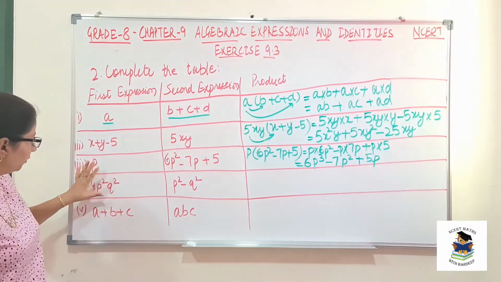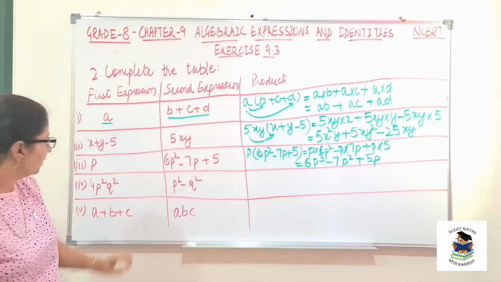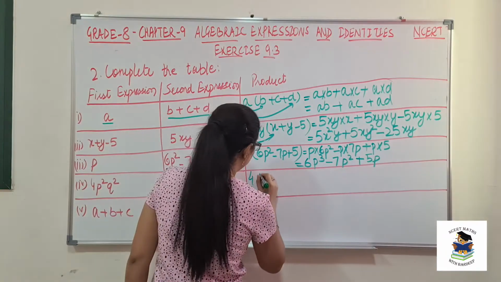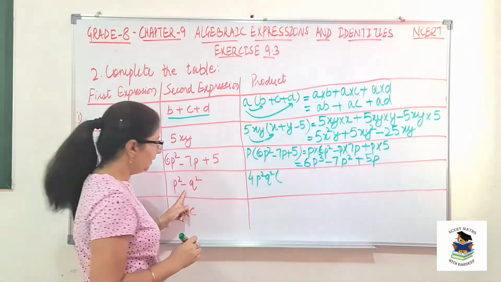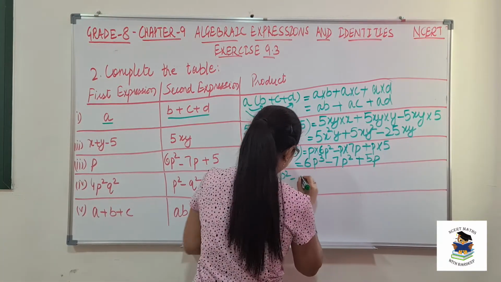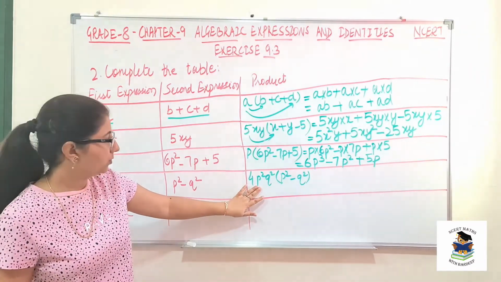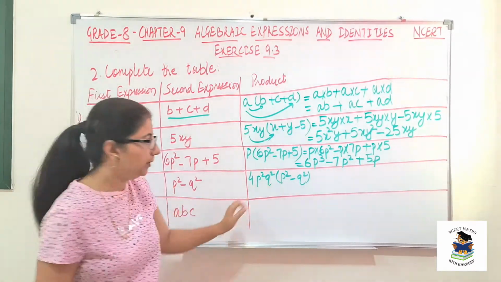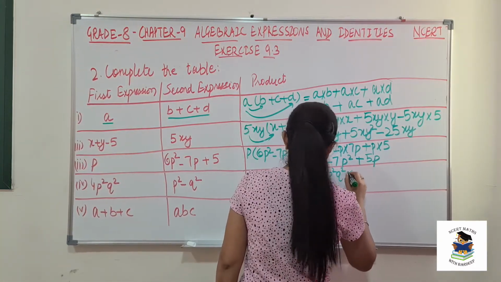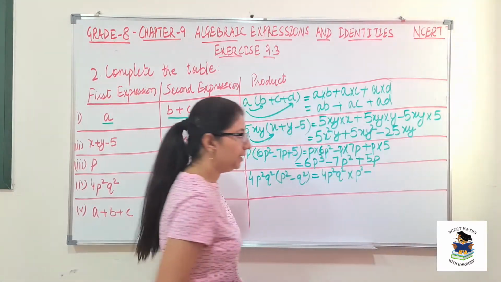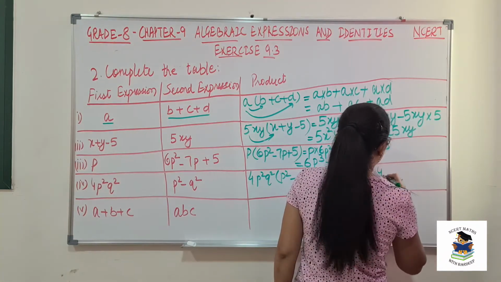Now let's move to the fourth one, that is 4P square Q square should be multiplied with P square minus Q square. So first write it in the product form, that is 4P square Q square multiplied with P square minus Q square. Now again same, 4P square Q square should be multiplied with P square. That is 4P square Q square multiplied by P square. Okay. Now same with Q square, that is 4.